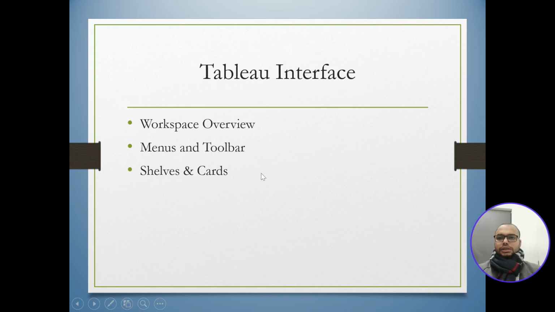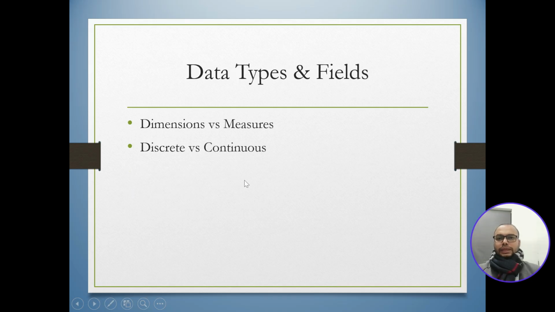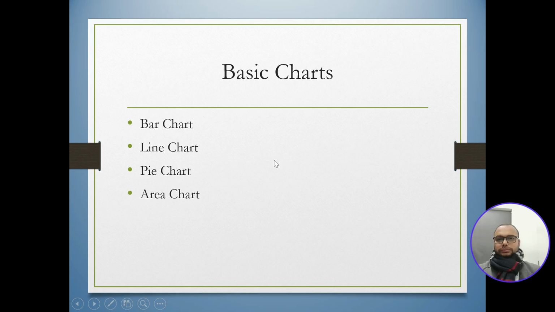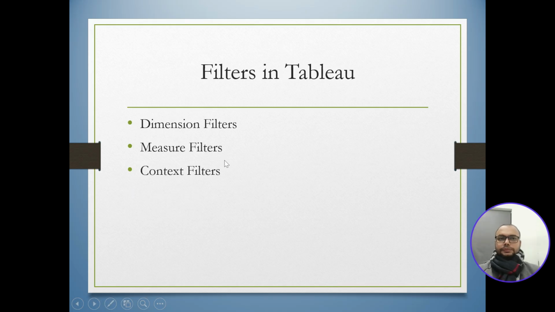Tableau interface, workspace overview, menus and toolbar, and you can see shelves and cards as well. Connect data: we can connect data from Excel, CSV files, text files, and databases as well. Data types and fields, like dimensions versus measures. Basic charts you're going to use here, like bar chart, line chart, pie chart, area chart. Advanced charts like map chart, tree map, scatter plots, histogram.